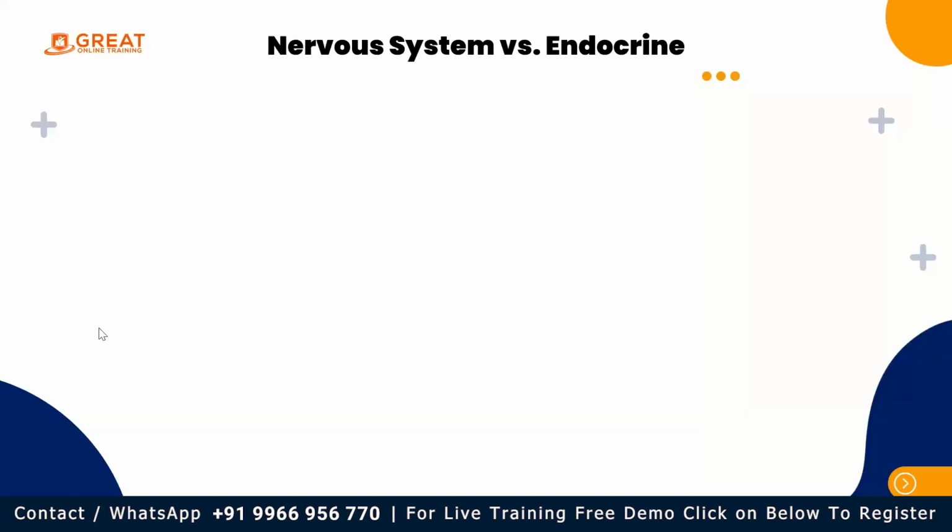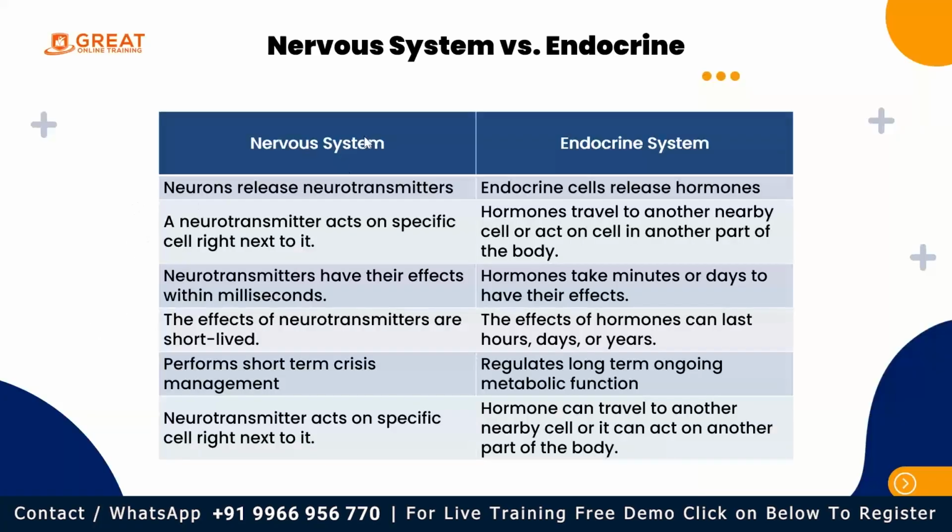What is the difference between the nervous system and the endocrine system? The nervous system consists of neurons which release neurotransmitters, whereas the endocrine system contains cells which release hormones.